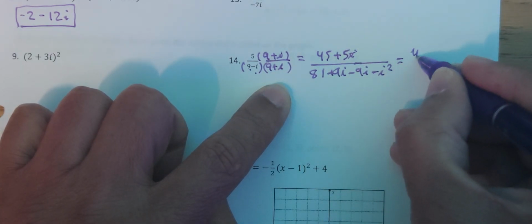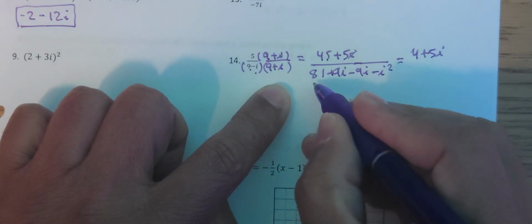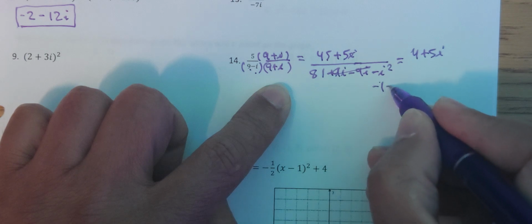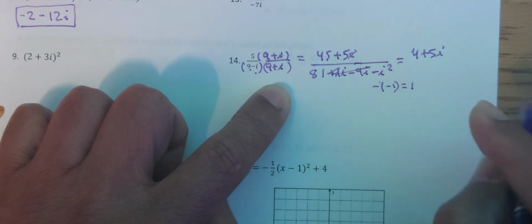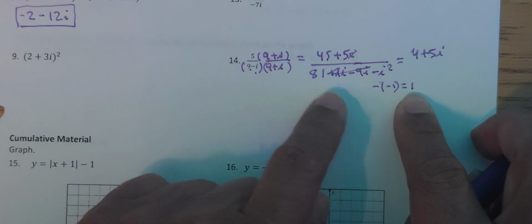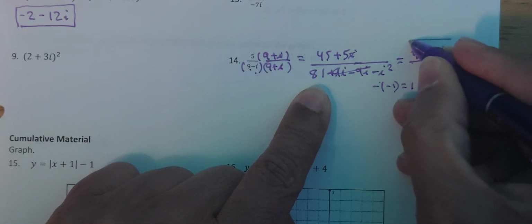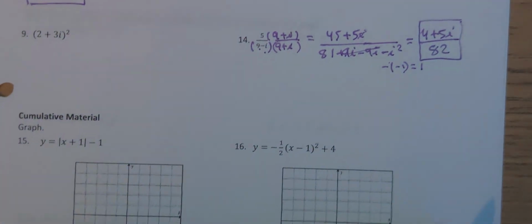And then negative i times i, that's negative i squared. So then we have 45 plus 5i. Don't forget the 9i's cancel. This becomes negative times negative 1, so that equals positive 1. And we're adding now 1 plus 81, so that's 82. And this cannot be simplified. Okay, and that's the answer to that problem.